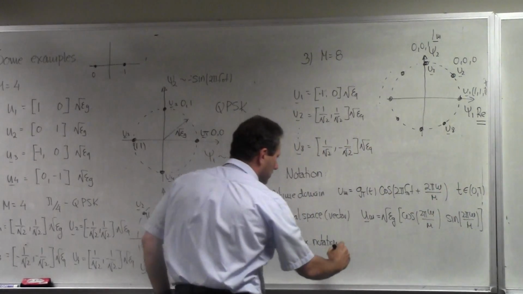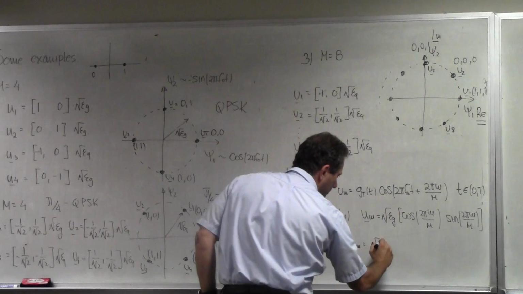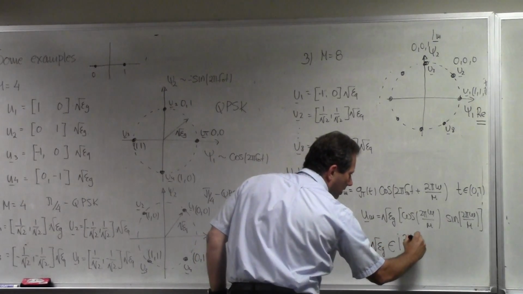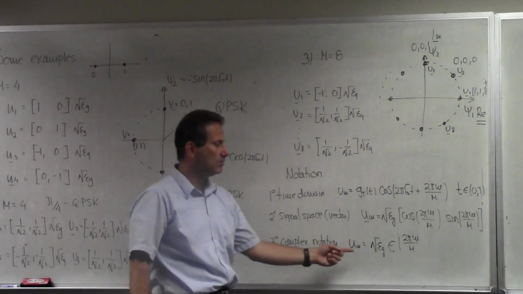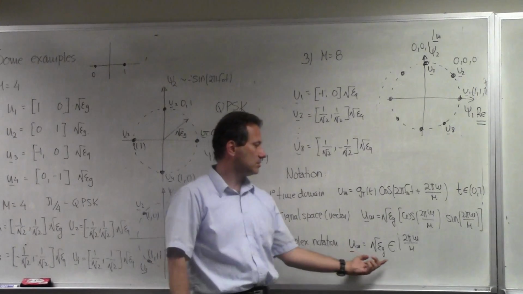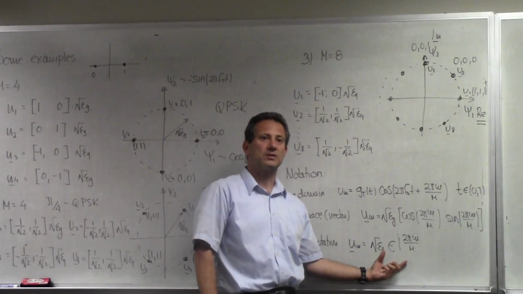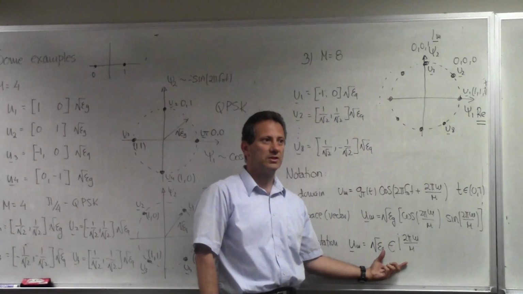So here, I'm going to represent my symbol as square root of energy, e to the j 2 pi m over capital M, right? So this is an even more compact notation of a symbol. Now, a lot of times you're going to see somebody say, I'm signaling with this complex vector. It is not that you're sending complex numbers. What is it that you're doing?